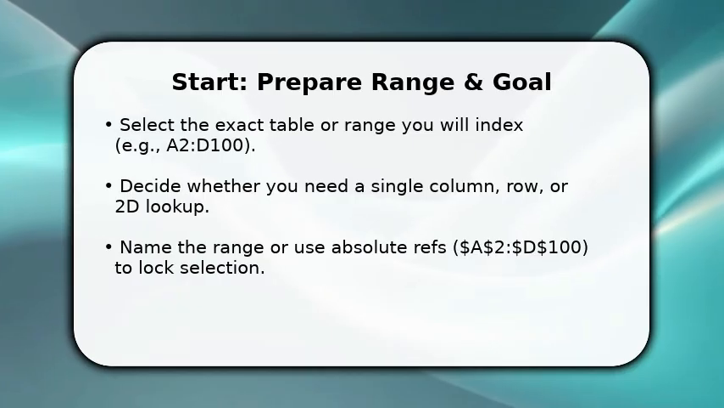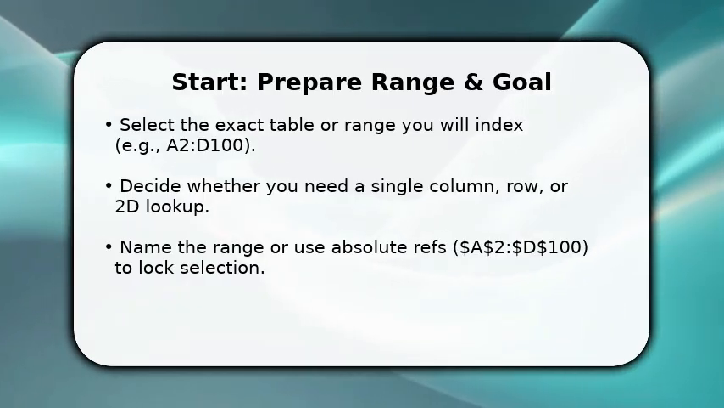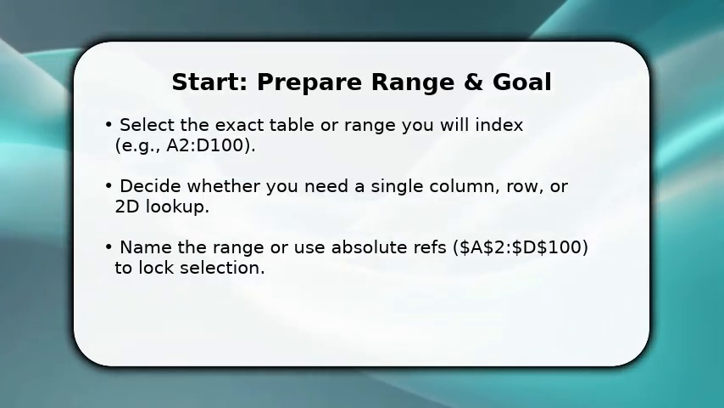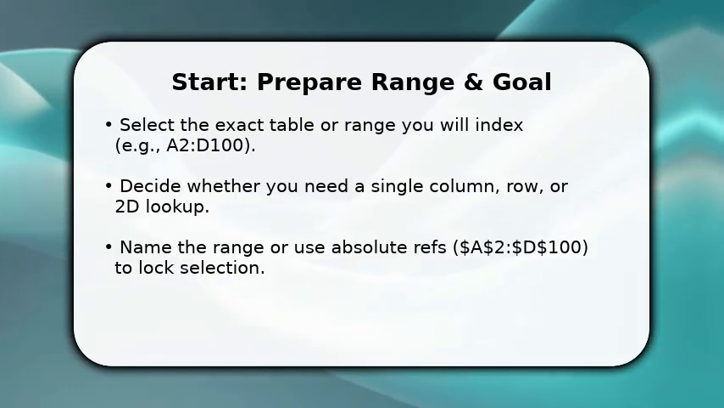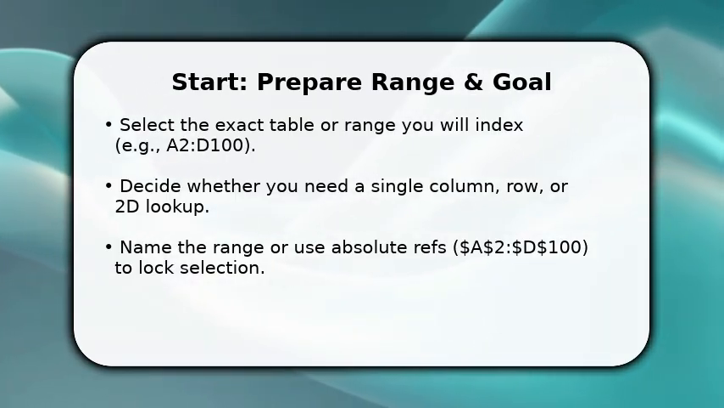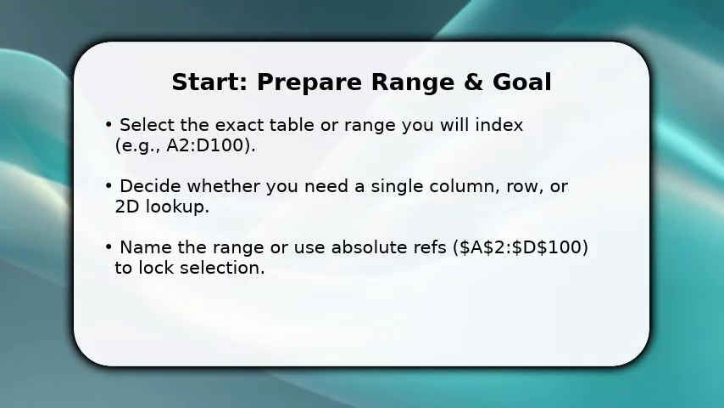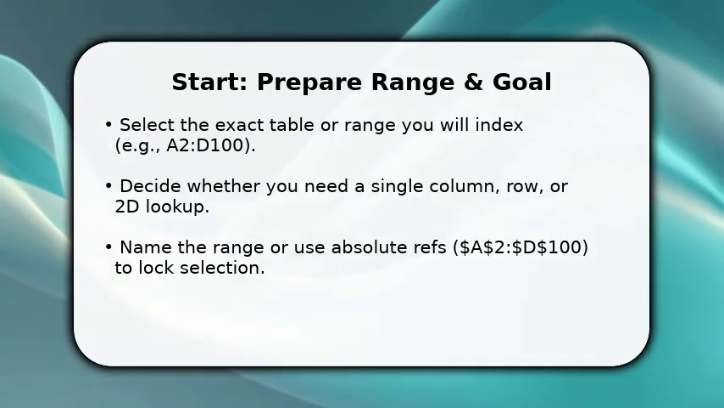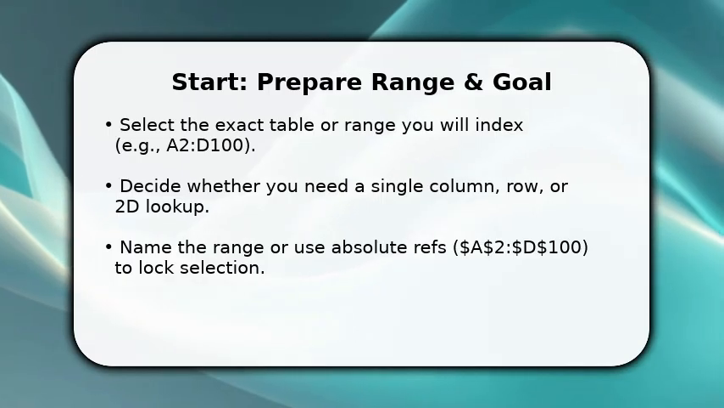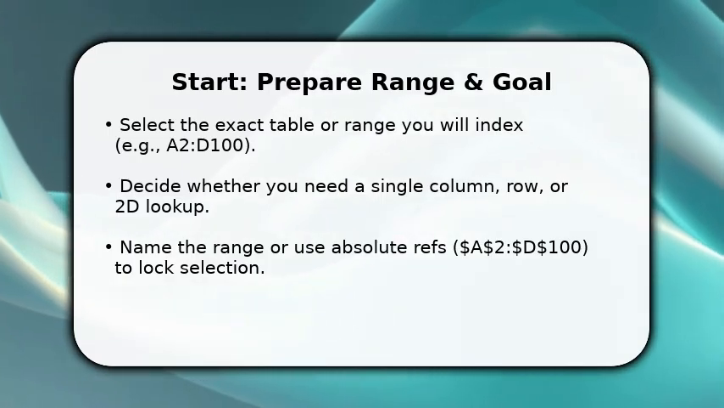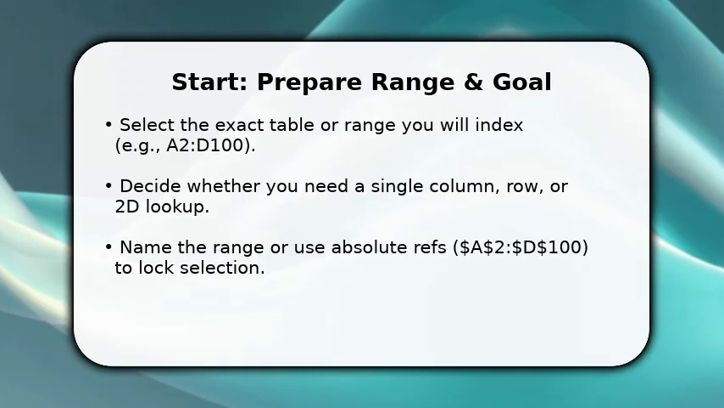You begin by choosing the table and defining the lookup goal. First, select the exact range you plan to pull values from and lock it with $ signs, or give it a name so formulas stay stable. Once done, identify whether you need a single column, a single row, or a two-dimensional result. That determines how you call INDEX.